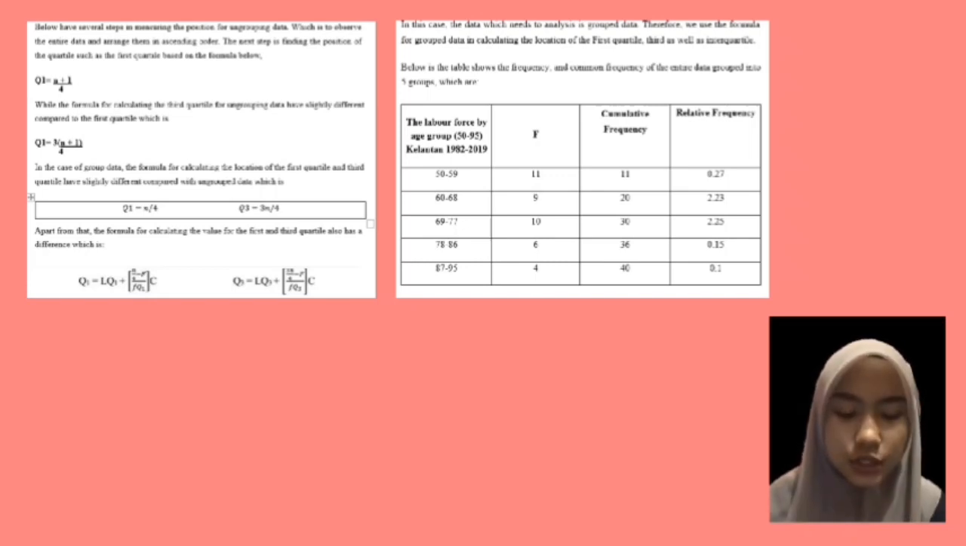Below is the table showing the frequency and cumulative frequency of the entire data grouped into 5 groups. Age group 50 to 59, frequency 11, cumulative frequency 11, relative frequency 0.27. Age group 60 to 68, frequency 9, cumulative frequency 20, relative frequency 0.23. Age group 69 to 77, frequency 10, cumulative frequency 30, relative frequency 0.25. Age group 78 to 86, frequency 6, cumulative frequency 36, relative frequency 0.15. Age group 87 to 95, frequency 4, cumulative frequency 40, relative frequency 0.1.